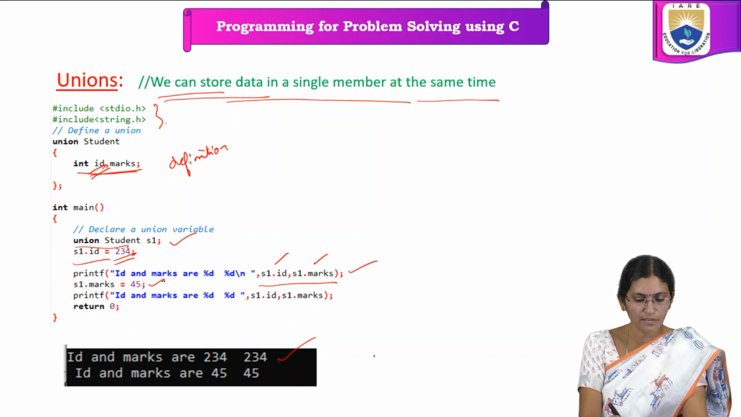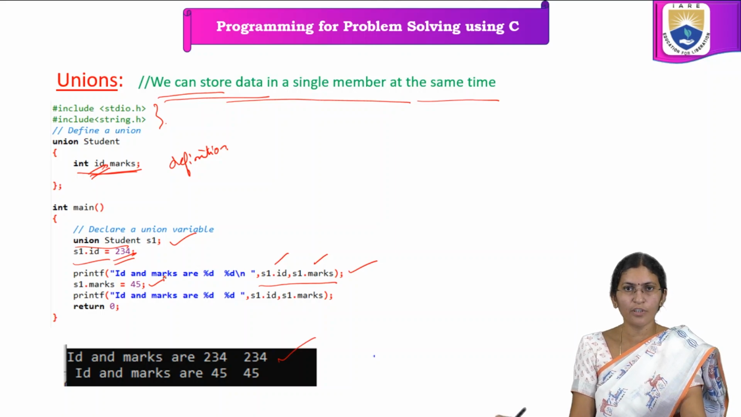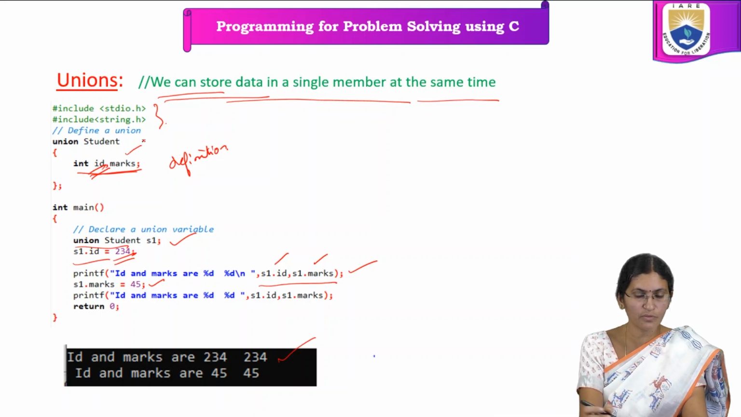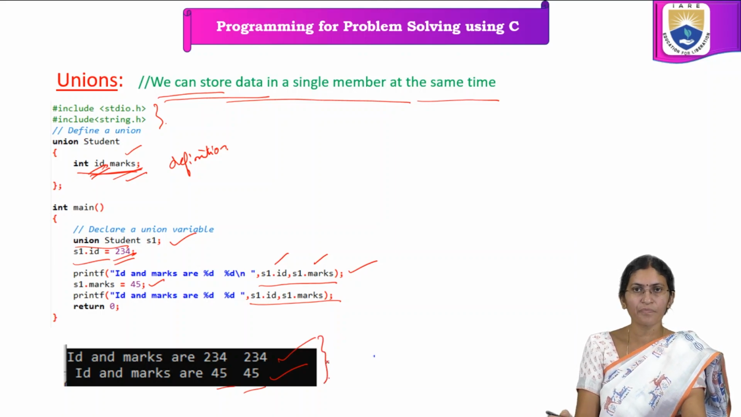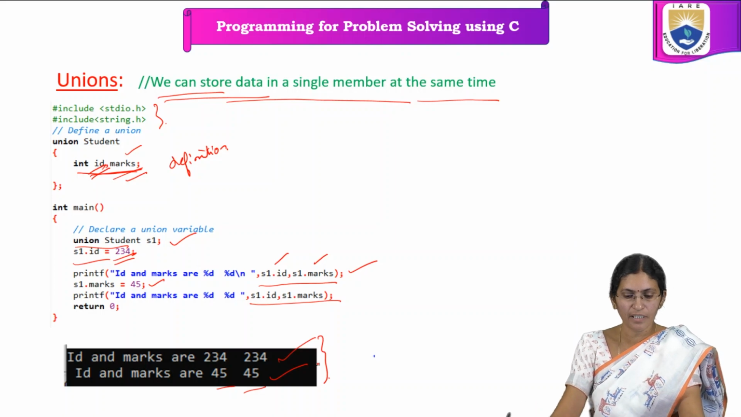Now if we assign a value 45 to the second member of this union, marks, and then print the values id and marks, you can see here s1.id and s1.marks, both the members are assigned the same value, 45 and 45. When we run this program, this is the output of this program. In this way we can understand unions.